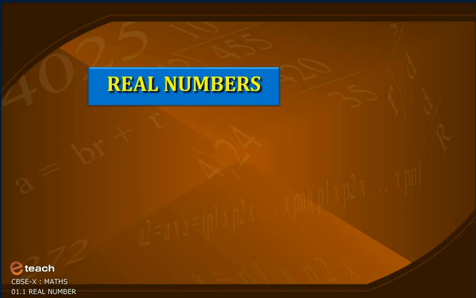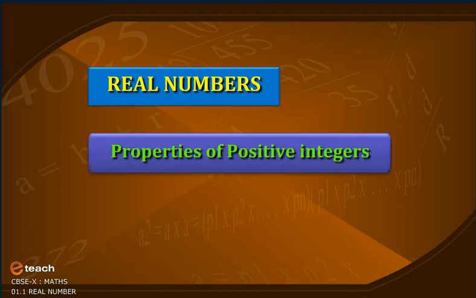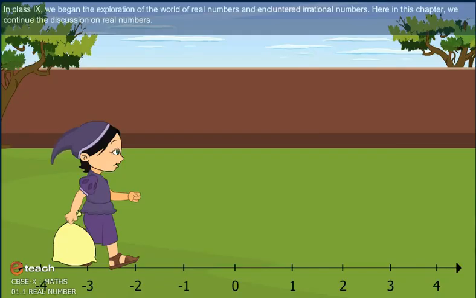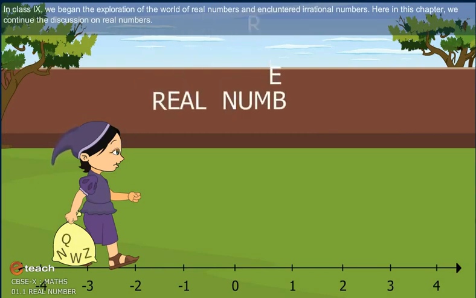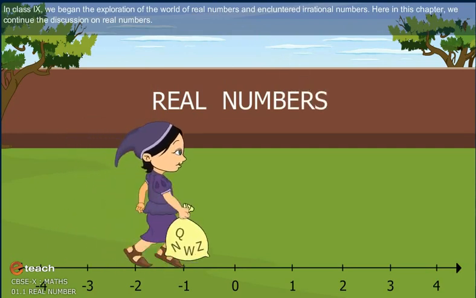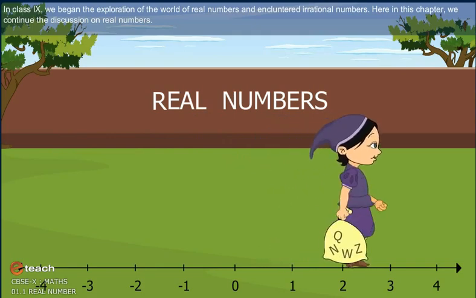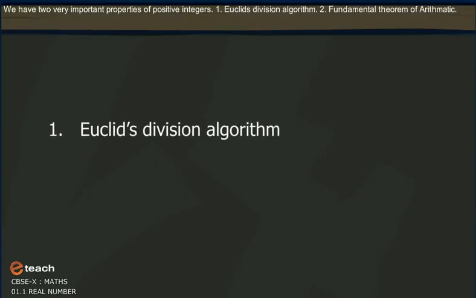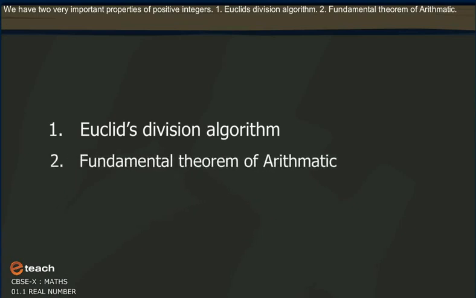Topic: Real Numbers. Heading: Properties of Positive Integers. Euclid's Division Algorithm. In class 9th, we began the exploration of the world of real numbers and encountered irrational numbers. Here in this chapter, we continue the discussion on real numbers. We have two very important properties of positive integers.